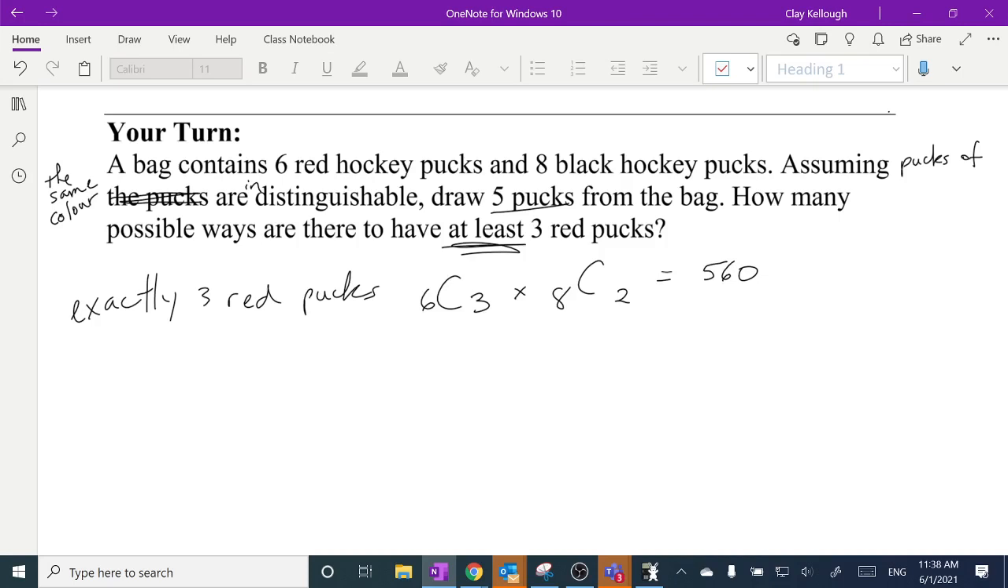What's case 2? Well, case 2 is where I get 4 reds and 1 black. So that would be 6 choose 4 times 8 choose 1, which is 240 divided by 2, which is 120. Remember, this is just 8, right? So 120.